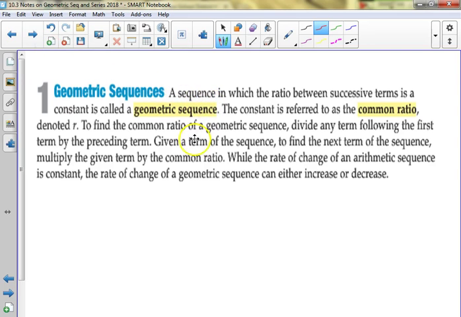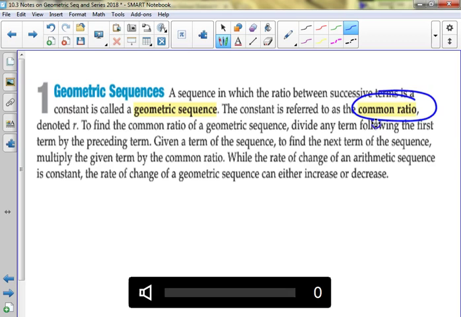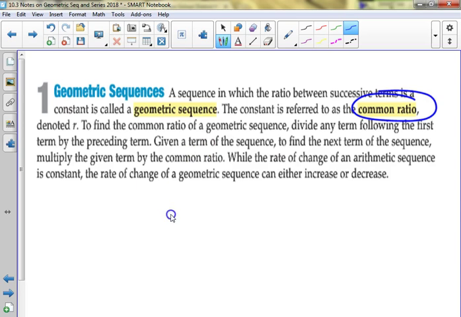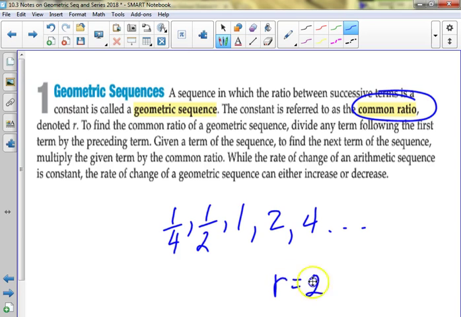All right. A sequence in which the terms have a common ratio is what we defined as geometric last week. So 1/4, 1/2, 1, 2, 4. How'd I do? Is that geometric with a ratio of 2? Did I do okay?